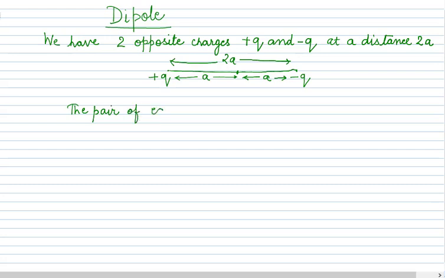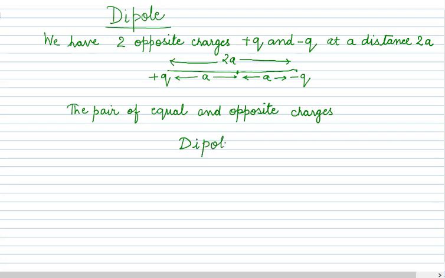So how can we define a dipole? A pair of equal and opposite charges makes a dipole. That is a very easy definition of a dipole. What is a dipole? The pair of equal and opposite charges is called a dipole.